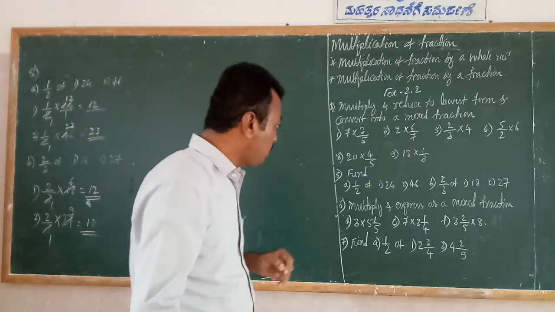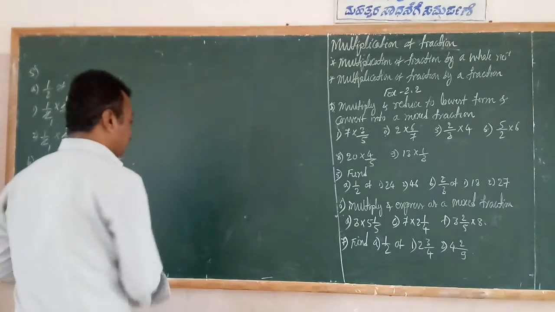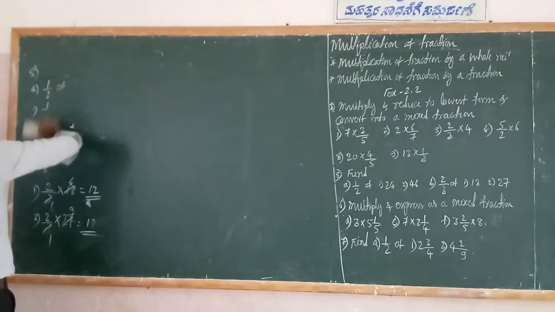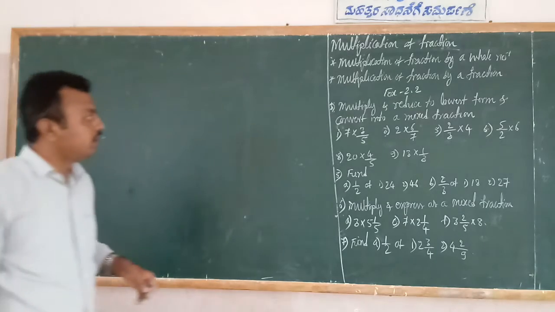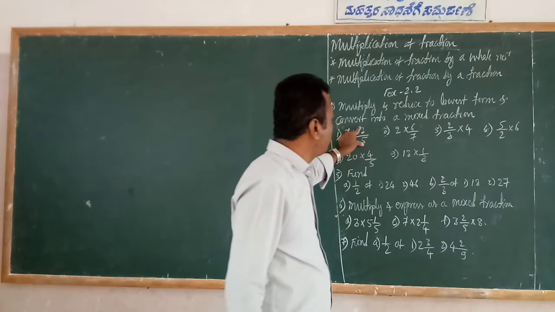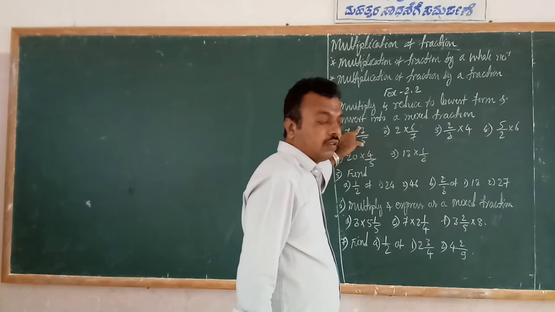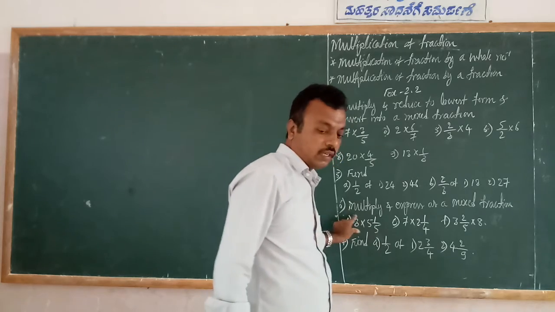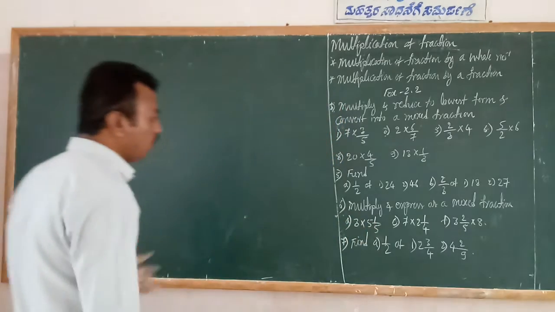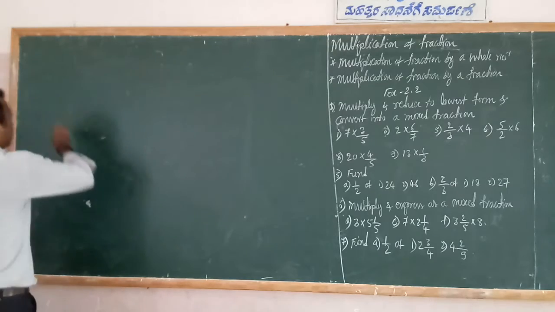Multiply and express as mixed fractions. Same as in the third main. But in the third main, they are given only as proper or improper fractions. But here, mixed fractions with whole numbers are given. Correct? Same rule. The mixed fraction you convert into an improper fraction first.